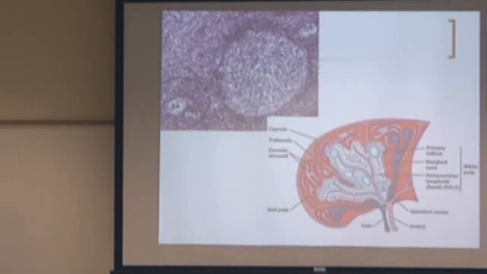So here's a picture of the spleen. Here's your splenic artery, and you have the periarteriolar lymphoid sheath, the PALS, where cells will come out, and in the PALS they are still in that T1 phase as they progress to the germinal centers. These germinal centers will now be populated with more cells that become mature and activated cells.